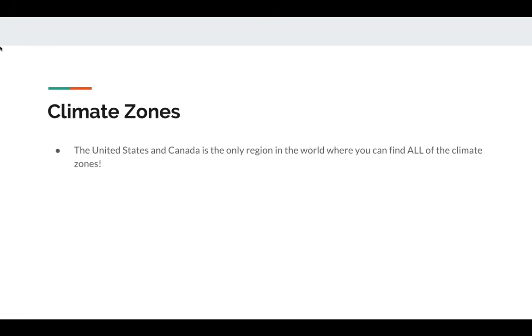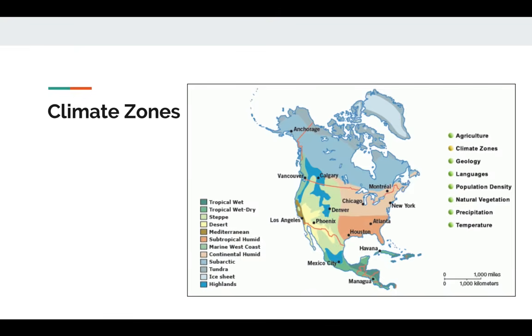The United States and Canada, this is the only region in the world that we are going to study where you can find all of the climate zones. So let's take a look at the climate map here. We can see listed here all of the climate zones, and then we see the map here. So let's take a look. The first one was tropical wet and tropical wet dry. The United States includes states like Hawaii and territories like Puerto Rico and Guam and the U.S. Virgin Islands. And so those places would have a tropical wet or a tropical wet and dry climate. And they're not on this map, but you know where Hawaii is, so we'll figure it out.